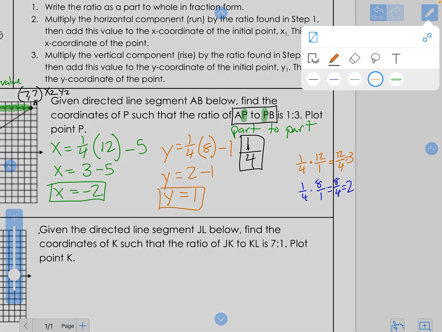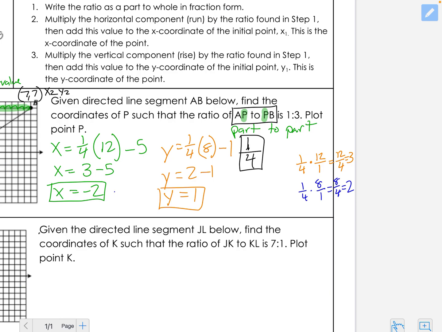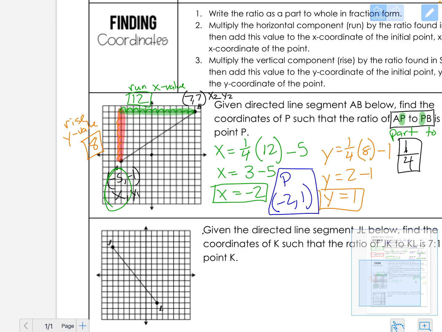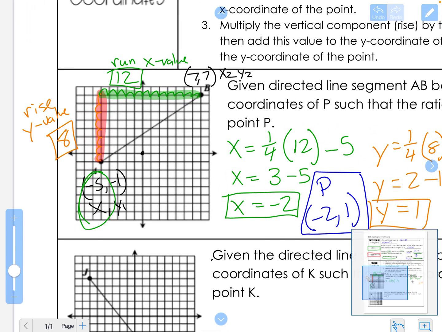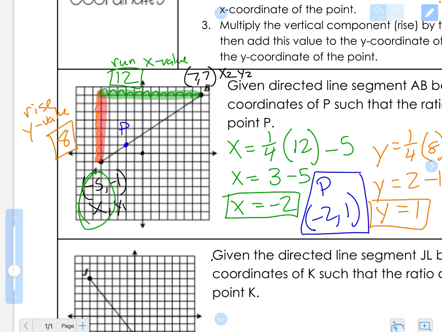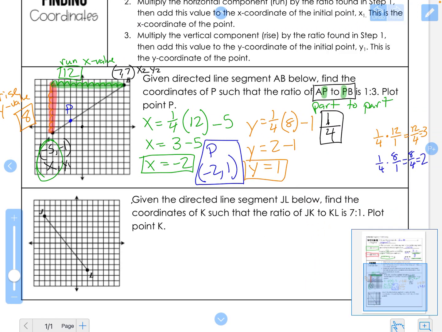So now what I need to do is I need to put these 2 points together into a coordinate point. So -2, 1 should be point P. And then I always check by graphing it on the line. Is this actually a point that exists on the line? So I'm going to go to -2, 1, and this is where point P would be. That's where 1/4 of the line is. And so that's how we partition a segment.